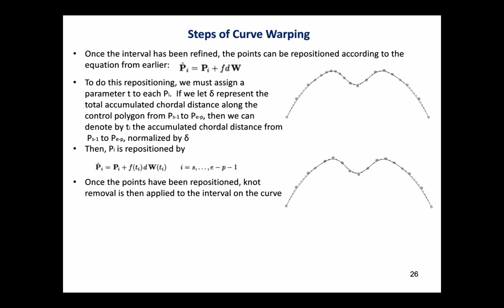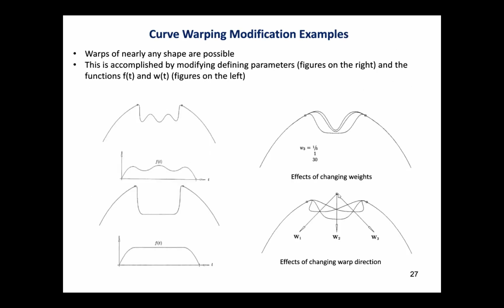Then, P sub I is repositioned by this formula, which is the formula from before, but now we've substituted in T sub I into the equations f of t and w, where I goes from S to E minus P minus 1. Once the points have been repositioned, knot removal is then applied to the interval on the curve. So here we can see the points being initially warped and repositioned, and then down here we can see we apply knot removal across the interval from here to here, and that gives us our final warp.